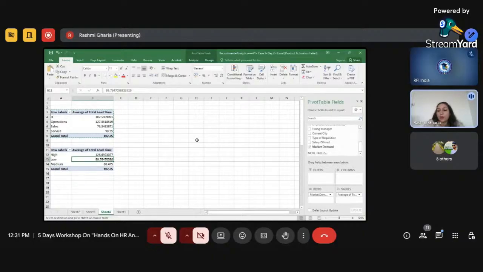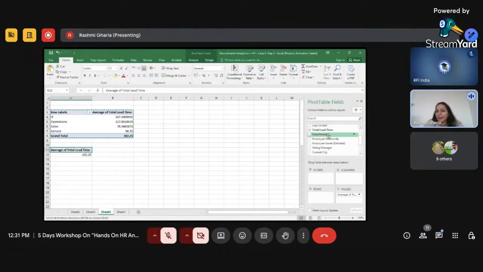So they will be able to understand if the demand of the job is high, how the lead time will vary. So they can plan to fill the position timely through this data also, right? I hope you are getting me. Is it clear?